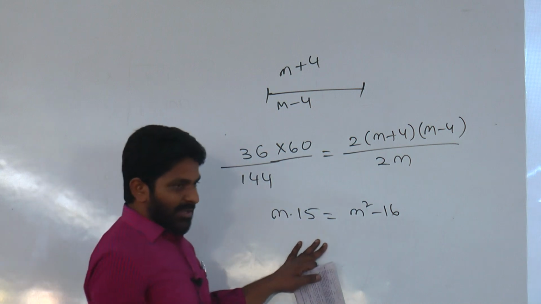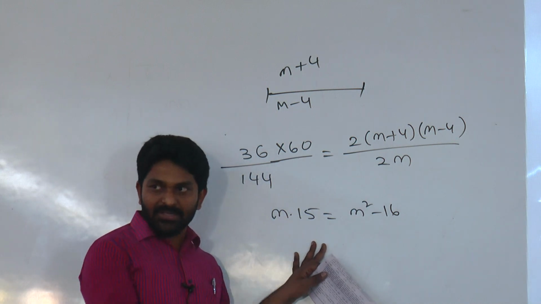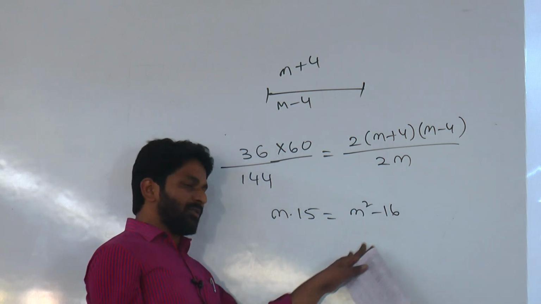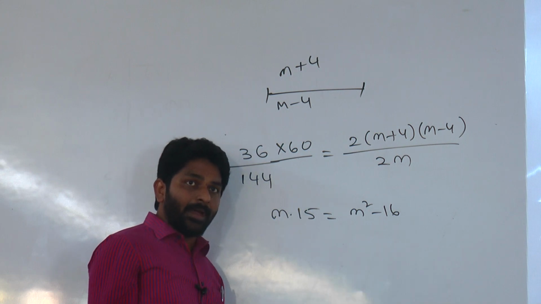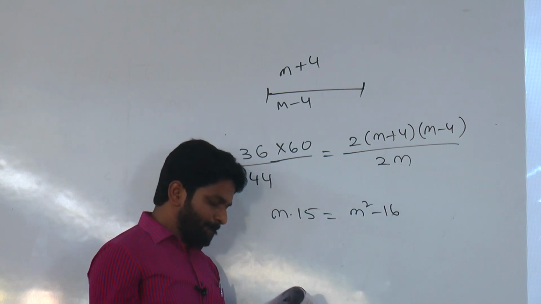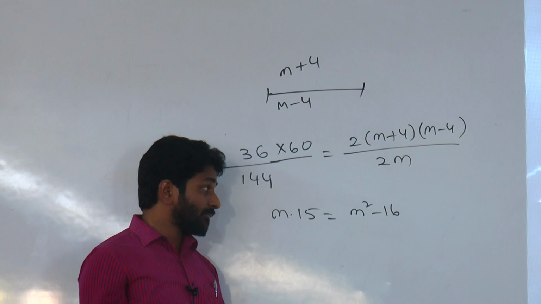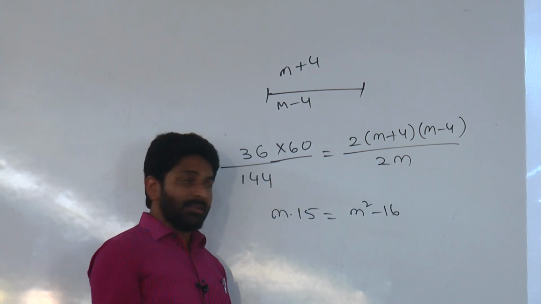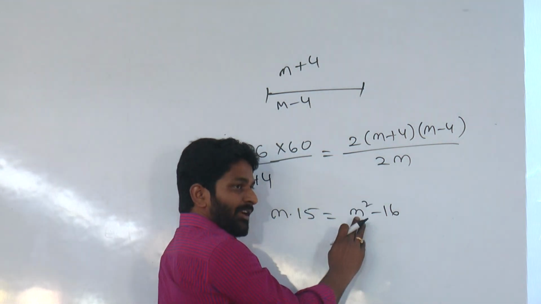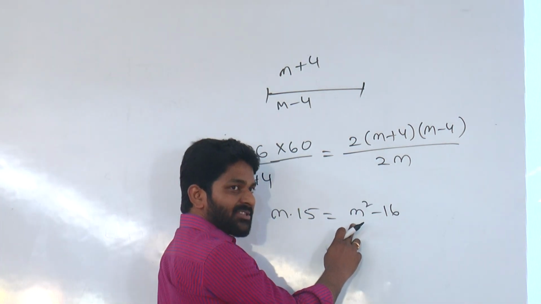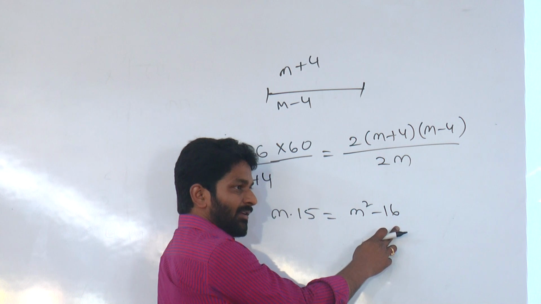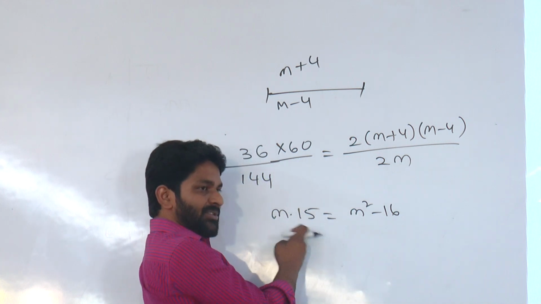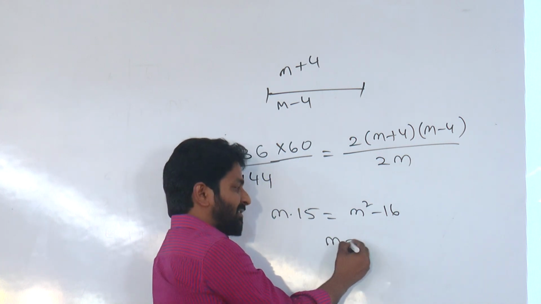Instead of solving this, you can substitute values of m and make sure LHS is equal to RHS. What is the m value? Anyone tried? If the m value is 16, this is 16 square. Take 16 common, you'll have 16 minus 1, 15. 15 into 16, satisfied, right? M is equal to 16.